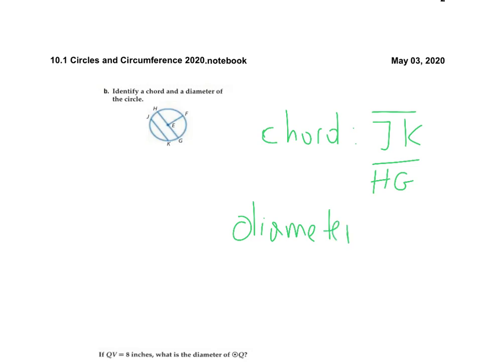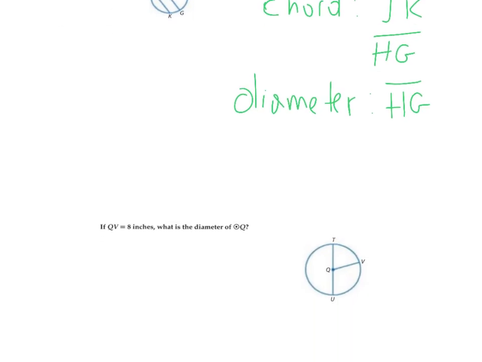Please do not include the center. When we name a segment, we only use two letters. So diameter would be HG with a bar on top of it. Okay, so I hope you did this correctly. If you didn't, make sure you understand your mistake.